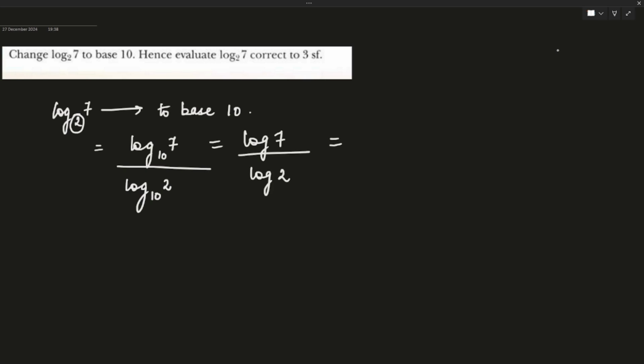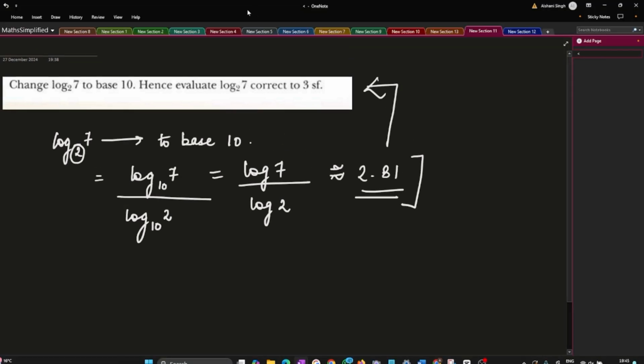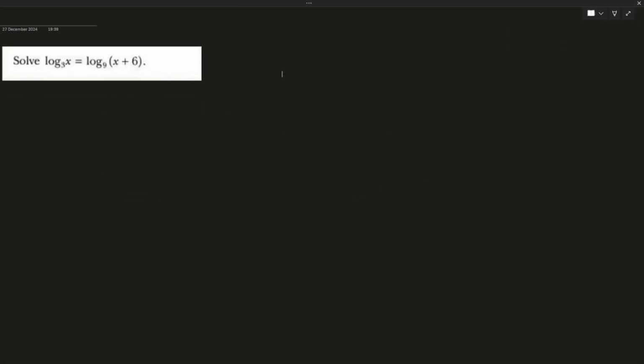So it will become log 7 upon log 2. You can find the value of log 7 upon log 2 from your calculator. It will be approximately equal to 2.81. We have written 2.81 because you have to give your answers correct to 3 significant figures. So this is how you change the base of the logarithms.